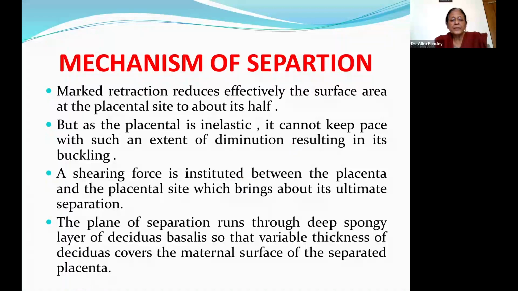Marked retraction effectively reduces the surface area at the placental site to about its half. But as the placenta is inelastic, it cannot keep pace with such an extent of diminution, resulting in its buckling. So what happens? A shearing force is instituted between the placenta and the placental site, which brings about its ultimate separation. The plane of separation runs through the deep spongy layer of decidua basalis, so that a variable thickness of decidua covers the maternal surface of the separated placenta. Next slide, please.